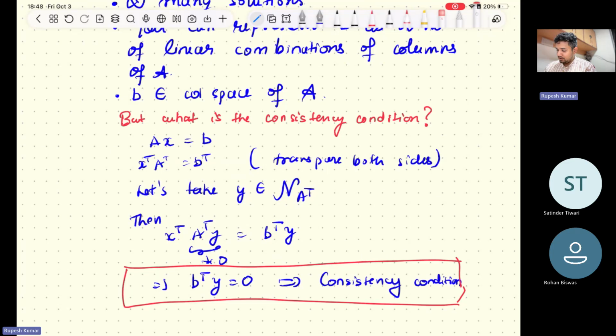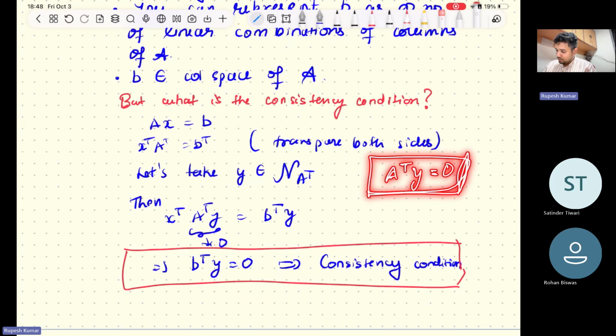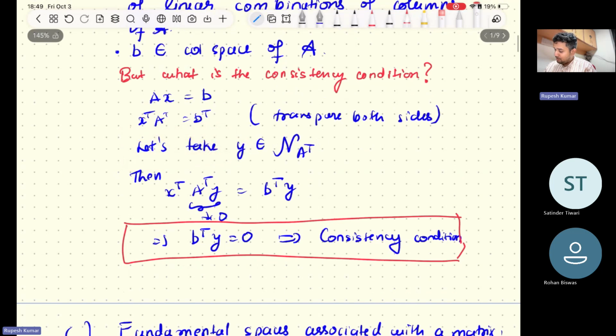Now let's say we take a vector Y that belongs to the null space of A transpose. Then you know that A transpose Y equals 0, because of the definition of the null space of A transpose. Now you multiply Y on the right on both sides of the equation AX equals B. From here you can say that X transpose A transpose Y equals B transpose Y.